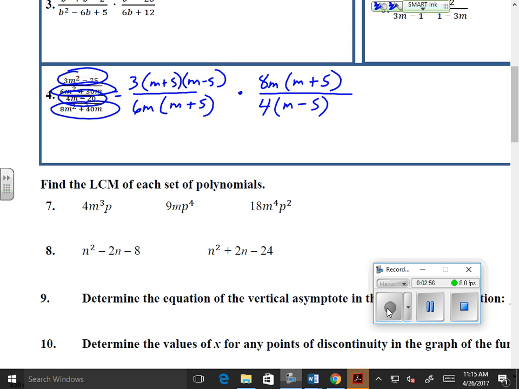And in the bottom, we have the 4m minus 20, which factors out of 4, and you get m minus 5. So before we do our multiplication, let's look for common factors again that'll cancel. We have an m plus 5 in top and bottom. We have an m in top and bottom. We have an m minus 5 in top and bottom. And we're left with 3 times 8, which is 24, times m plus 5 over 6 times 4, which is also 24, which will cancel, and your answer will just be m plus 5.